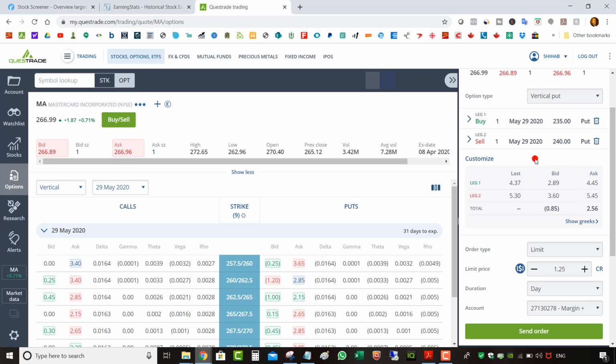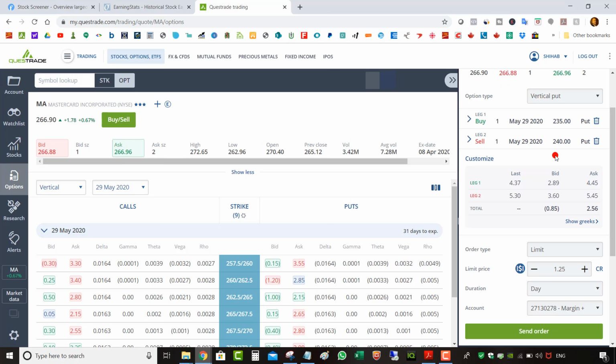So what could go wrong? If MasterCard opens a bit lower, let's say to 260, 255, I'm still safe. My strike is 240. If it opens to 250, 245, I'm still safe. If it opens way below 240, that's when I'm in trouble. And even if it opens below 240, I still have 30 days for MasterCard to go up.